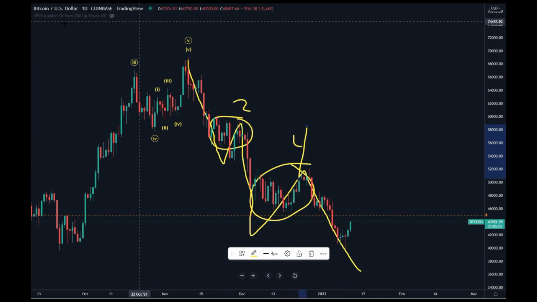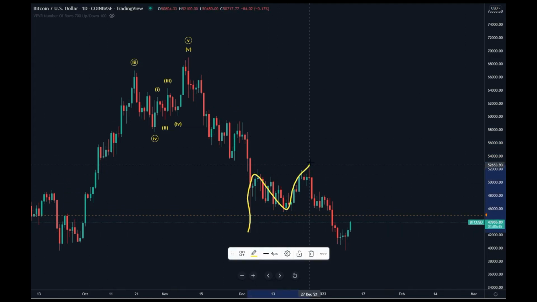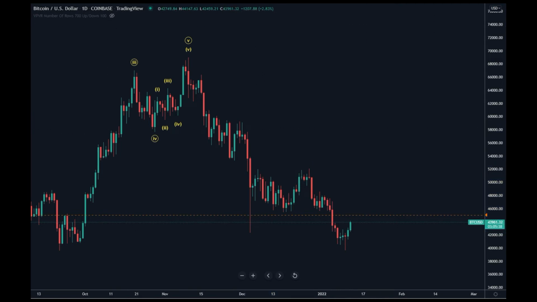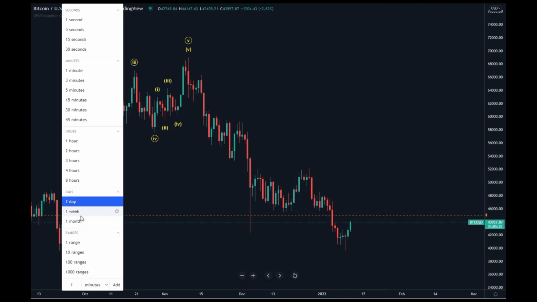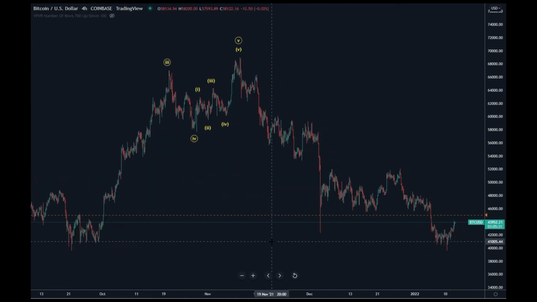And by all technical standards, this here is a zigzag. Okay, it's not really a zigzag, it's some sort of double combination. If we go to the subwaves, let's go down to the 4-hour. Take a smaller, closer look at this.